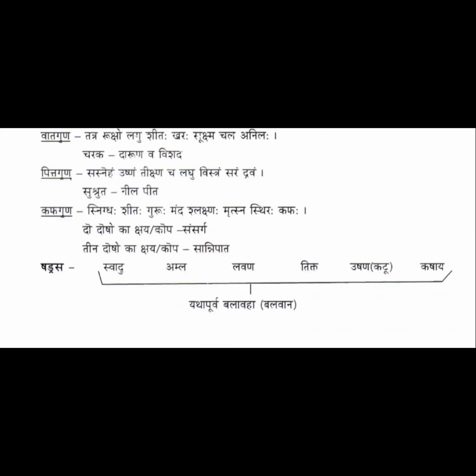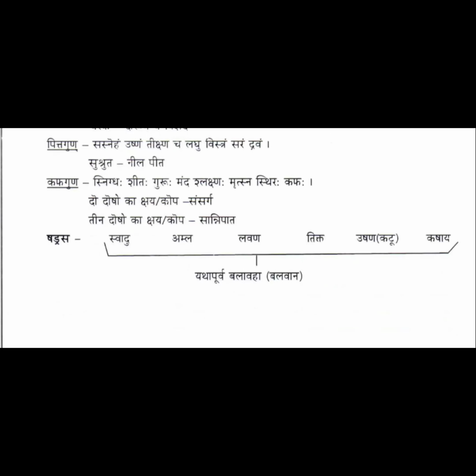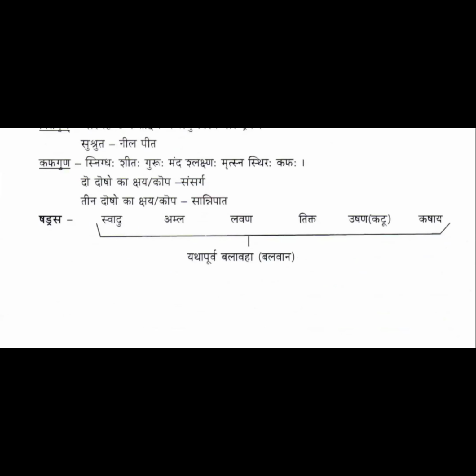Next, he has explained the shadrasas: swadu, amla, lavana, tikta, ushana, and kashaya. So for the word katu, he has used the word ushana. Ushana means katu. In all these rasas, you have to know the synonyms. Like patu, he has told for lavana in another context. Sometimes they will ask for the synonym, so don't get confused there.